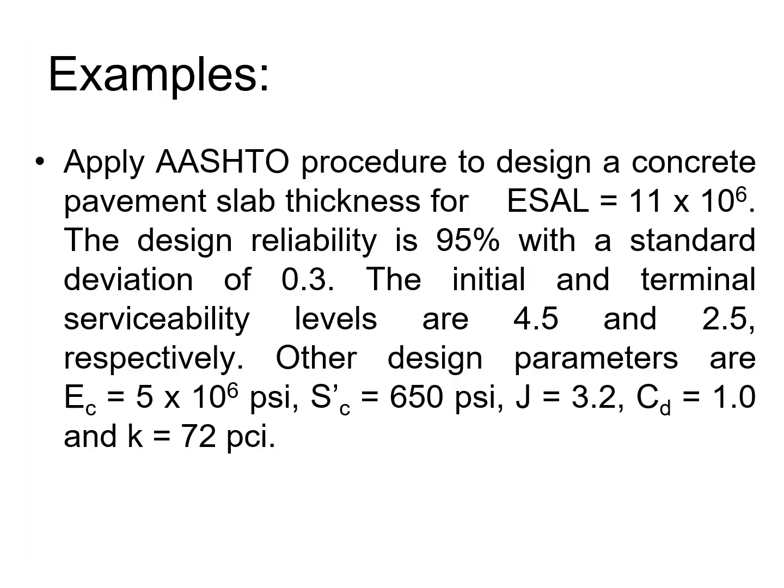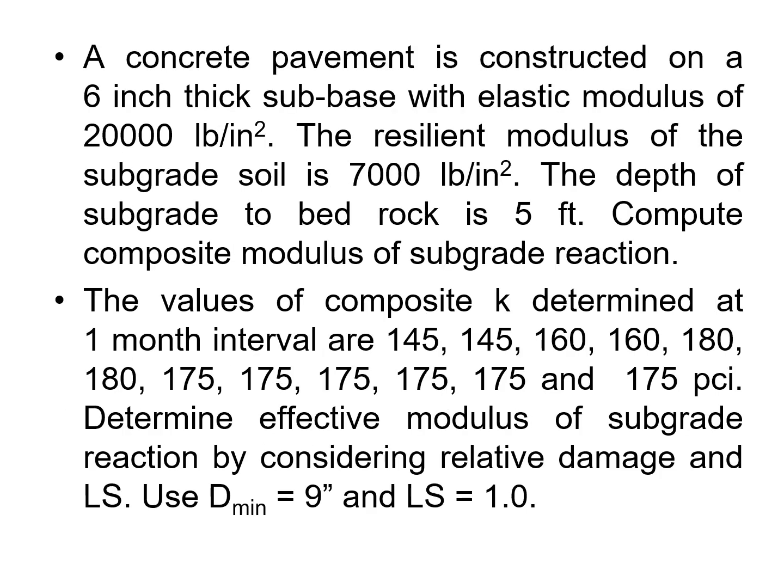So in this way we have completed this topic, design of rigid pavement as per AASHTO guidelines. Now at the end of this you would find some examples. You will have to solve these examples yourself. We have already discussed all important things in this topic. So solve these examples. This is the first example, this is the second and the third.